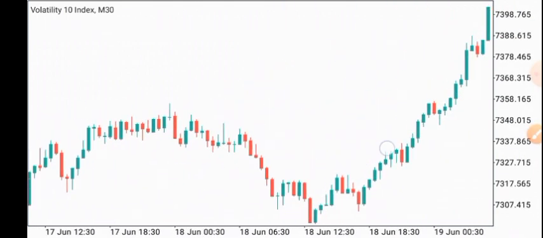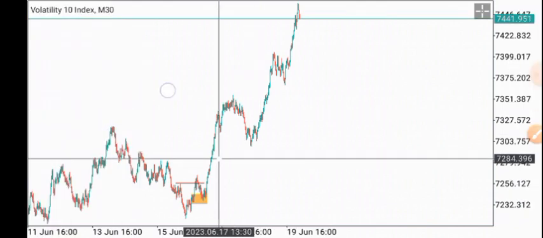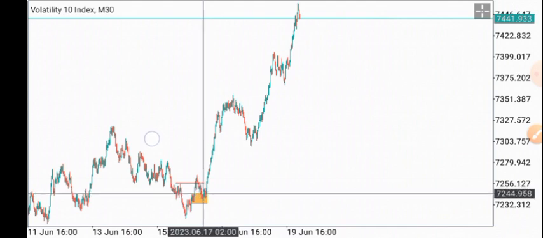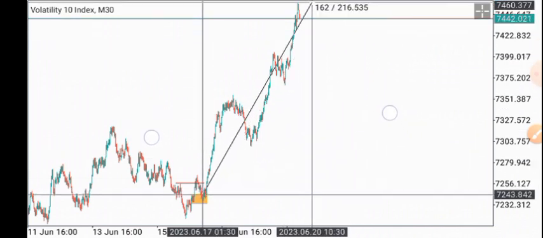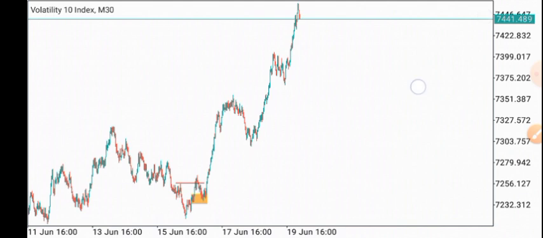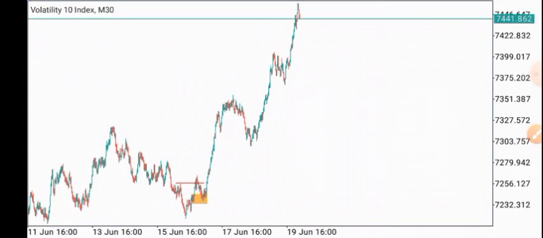And this is a lot of pips, guys. Look at it. This is a lot of money, guys. Imagine entering this thing here and holding up to this point where price got to. It's a lot of money for you. That's how we make money from this business.